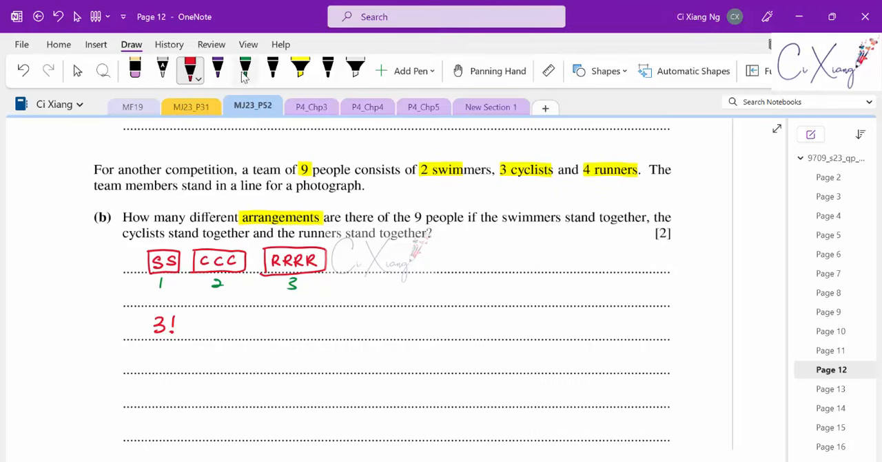Then after that, we can consider the arrangement within the group members for the swimmers, the cyclists, and also the runners. For the 2 swimmers, to arrange them, you can have 2 factorial. Then for the cyclists, you have 3 of them, and they can exchange positions between each other, so it will be 3 factorial. For the runners, also the same, you have 4 factorial. When you multiply all of them together, you get the total number of permutations, which is 1728.